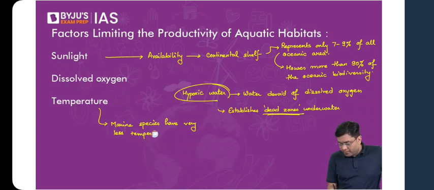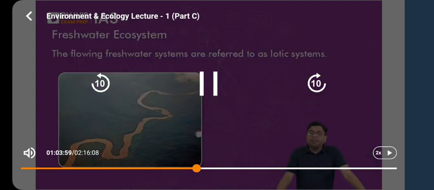Okay, now when we talk about freshwater ecosystems, what kind of ecosystem is referred to as freshwater? Where the salt content, the salinity level, is less, that is considered to be freshwater. Now this ecosystem can be of two types. You can have water which is moving, and you can have water which is standing or stagnant. The flowing freshwater systems are referred to as lotic systems. These trivia are relevant for your prelims. So that is where you have the moving water.